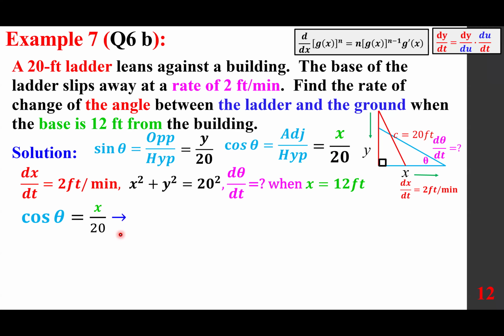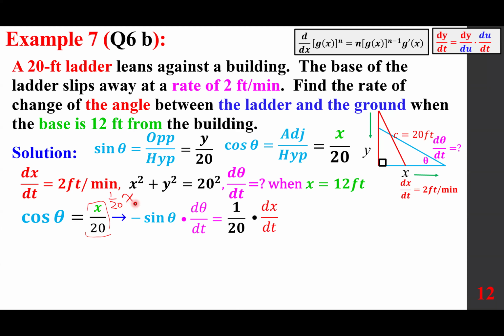Cosine is x over 20. And it's important to understand that the derivative of cosine is very simple. Negative sine theta, and then d theta, times d theta/dt. Okay. That's the left side and it's done. The right side, I'm going to rewrite this as 1 over 20 times x. So 1 over 20 times x. X gives you dx/dt.